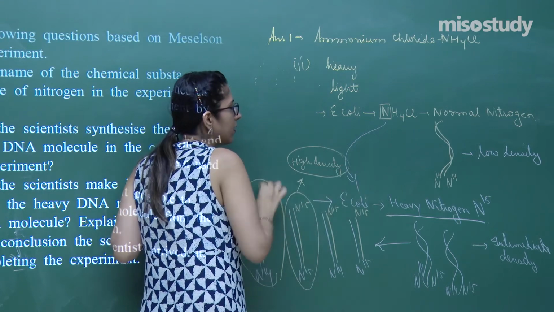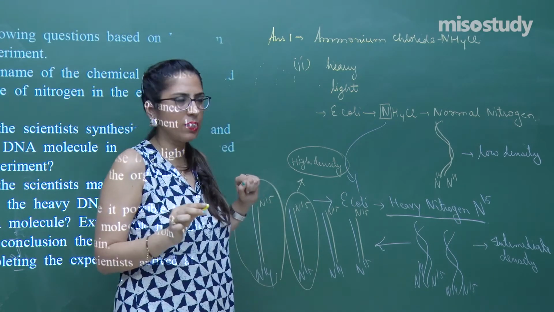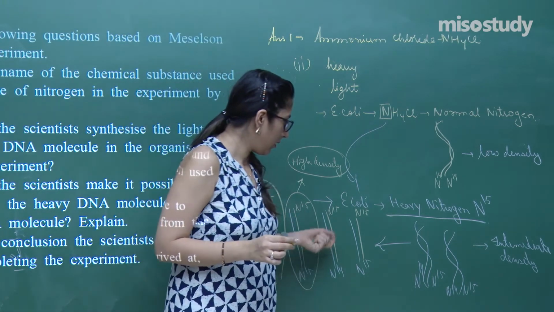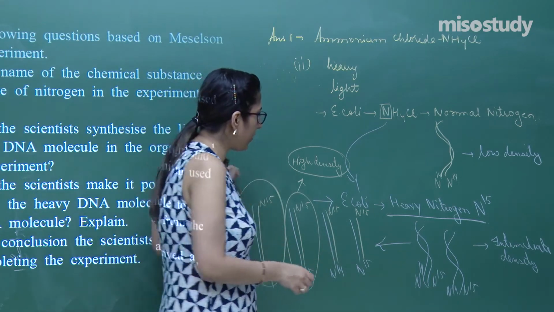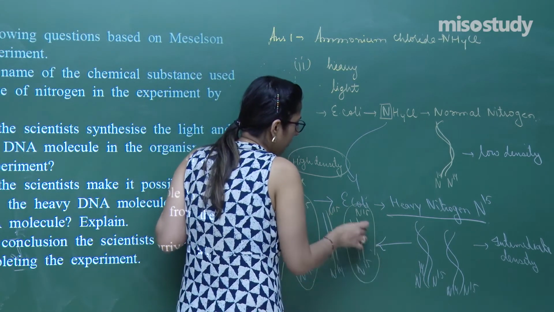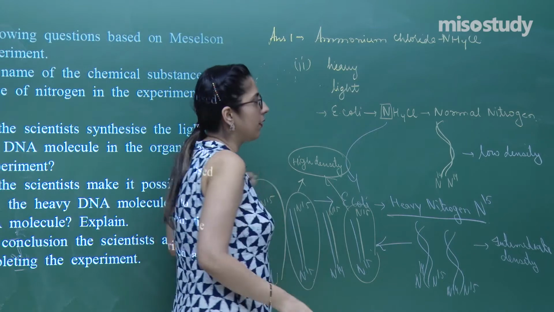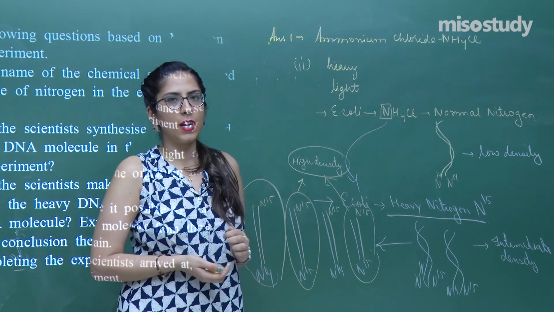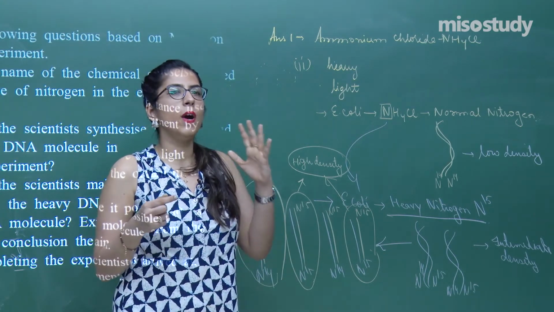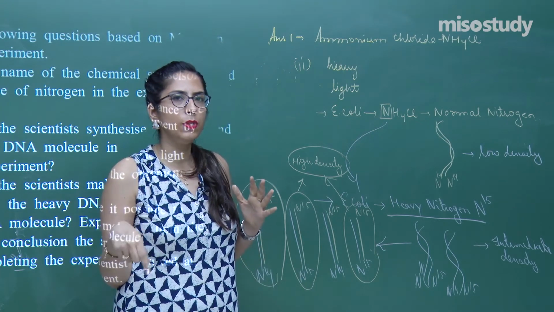I am not explaining in detail because we have already done the same in the sessions in detail about this N14 and N15. Similarly, this was also of a heavy density. With this experiment, it was concluded that out of the 2 strands of the DNA, one acts as a parental strand and another is newly synthesized.